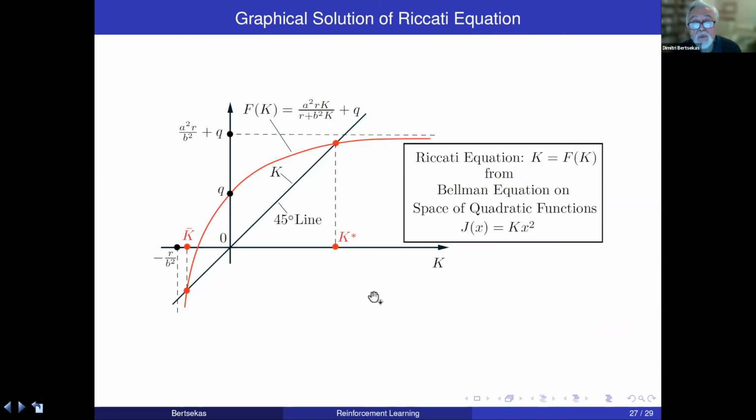So that's the solution of the Riccati equation. It involves this fixed point structure here. And now let's look at other operations. We're going to look at how value iteration can be interpreted within this Riccati equation figure.